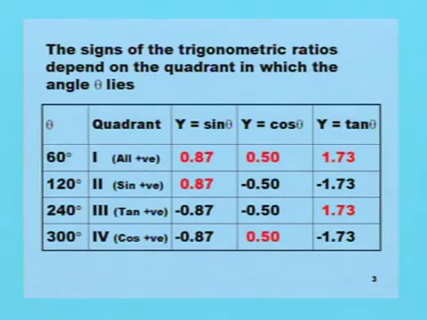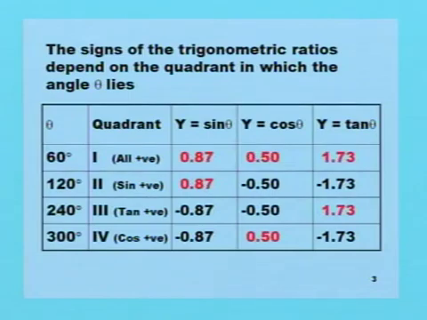The signs of trigonometric ratios depend on the quadrant in which the angle theta lies, theta being, in this case, the angle that is to be measured. When theta is 60 degrees, in the first quadrant, all the ratios would be positive, and that's a short way to write positive, plus. So in the first quadrant, all ratios would be positive.